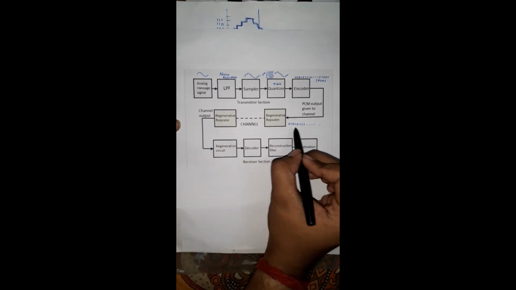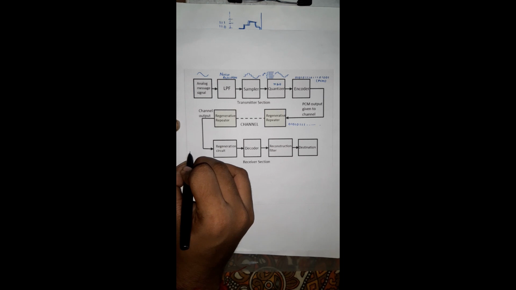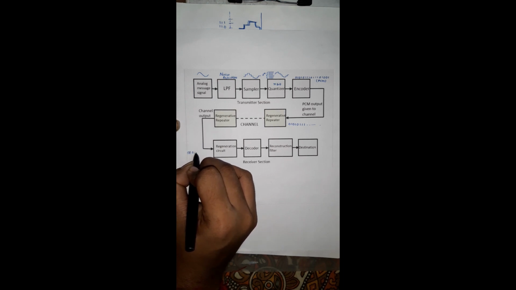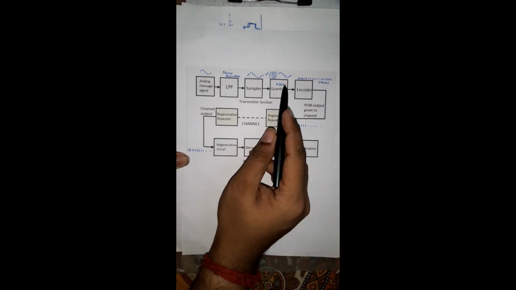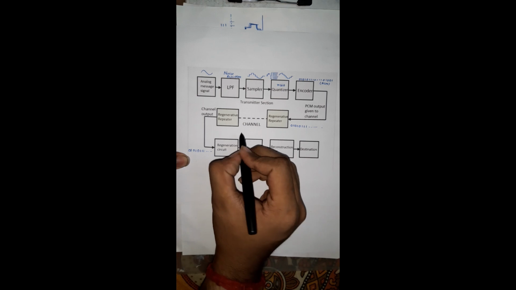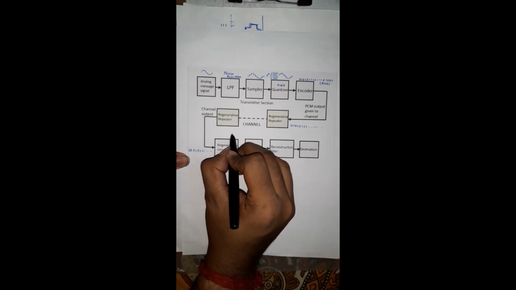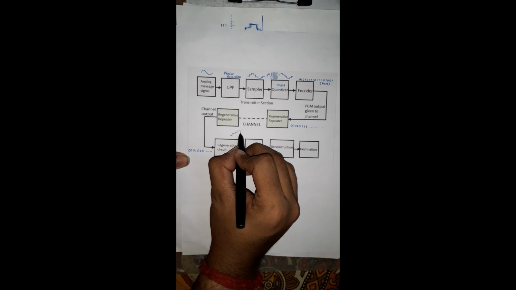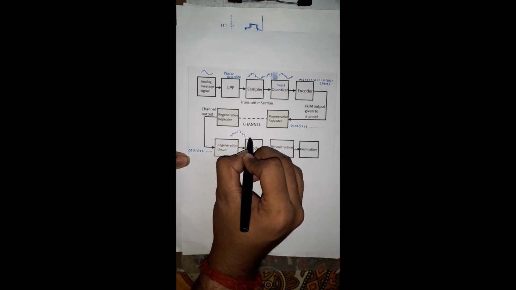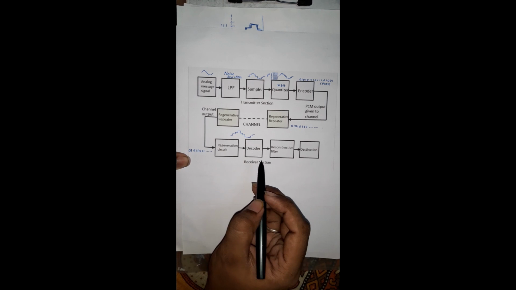Now the reverse thing is getting done over here. What is that? From here we have got the digital codes, right? The same digital codes, 01, 01, 0111 and so on, we have received. From these digital codes we need to regenerate the sample signals. The regenerating circuit is just regenerating the sample signal again.